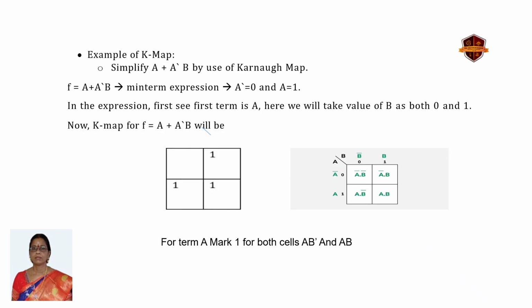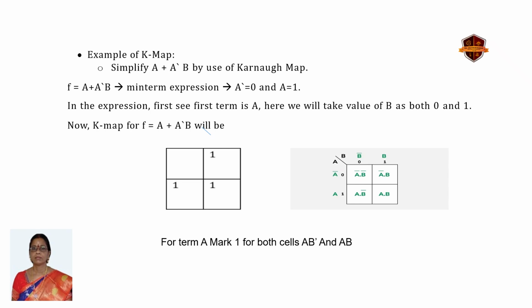We will discuss the K-map with an example. In the problem given here, simplify A plus A bar B by use of K-map. The function is given as A plus A bar B. So the minterm expression is A and another one is A bar B. So here the function has 2 variables, A and B. So we have to draw the K-map with 2 variables A and B, which is a 2 by 2 matrix form which consists of 4 cells here.